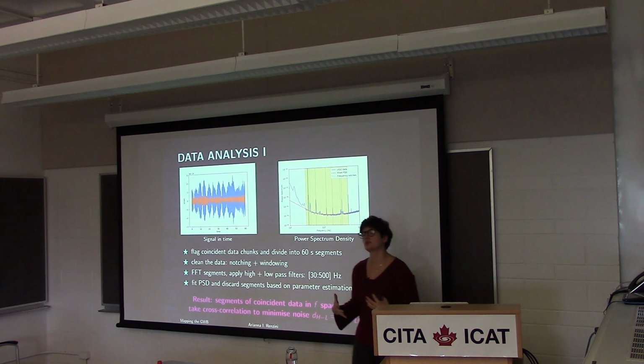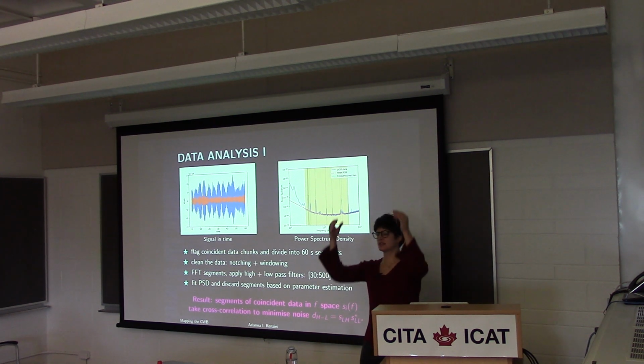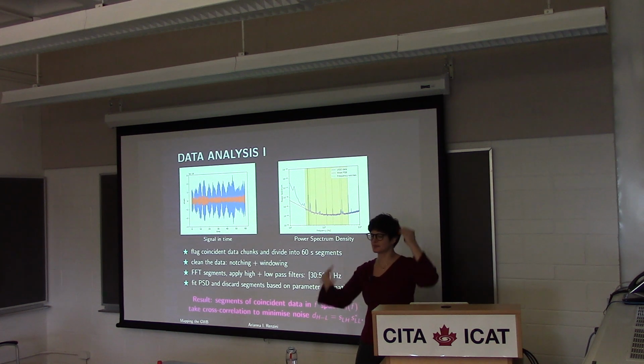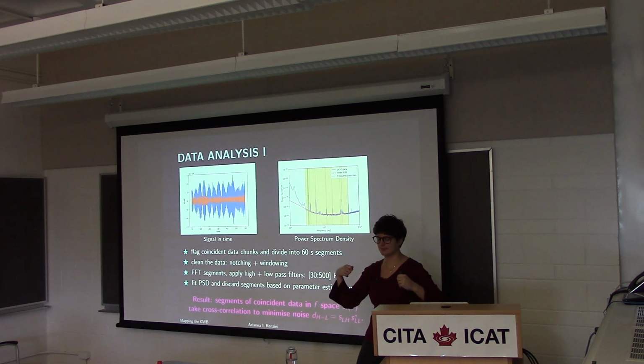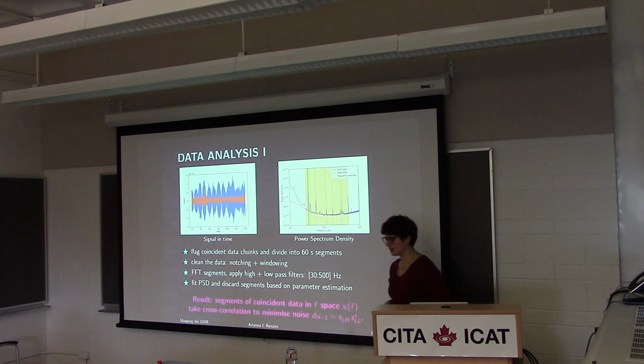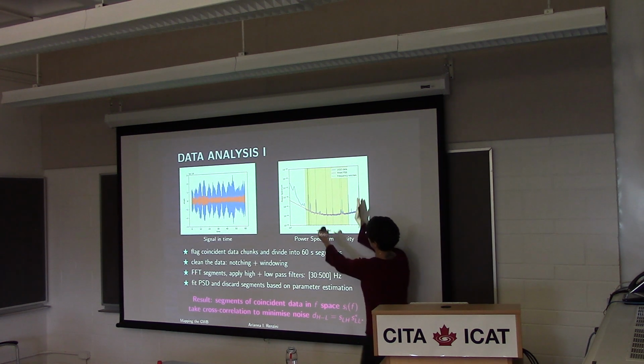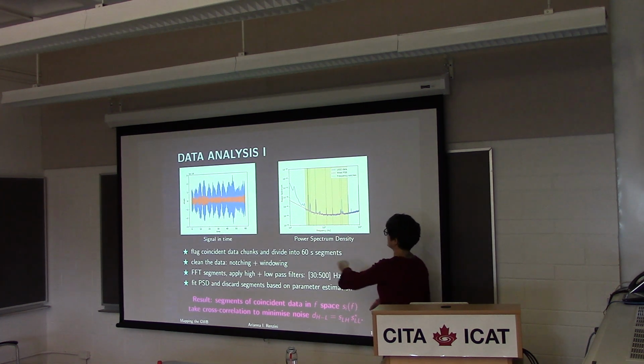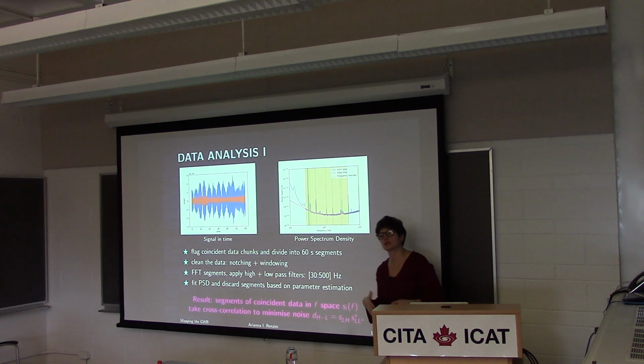And the only thing we do in the time domain, really, is we select coincident data segments. And we segment them into 60-second chunks. OK? Everything else we do in the frequency domain. So we FFT. And we look at the data in frequency space. Here, we high and low pass. So we're only looking at this section of the data in frequency, between 30 and 500 hertz. And this is where the sweet spot of the LIGO interferometers is.